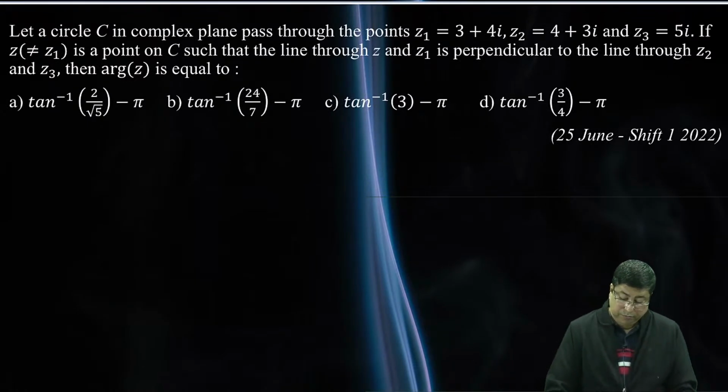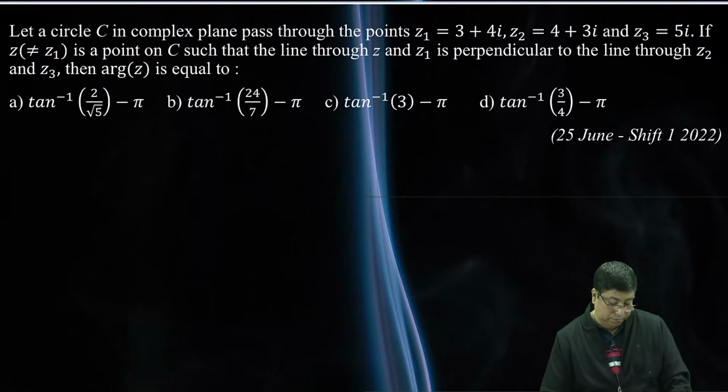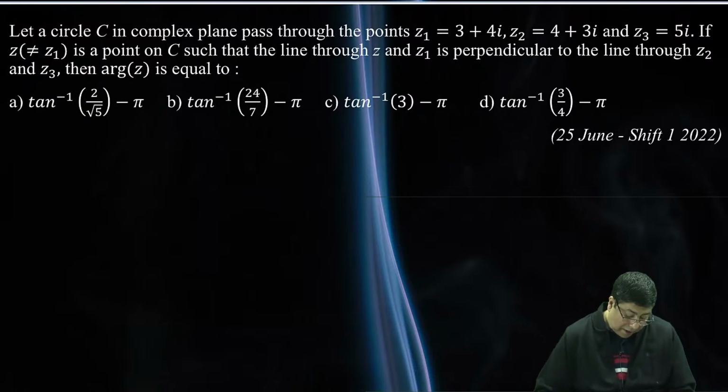(2022) June. Let circle C pass through the points Z1 equal to 3 plus 4i, Z2 equal to 4 plus 3i, Z3 equal to 5 plus i. If Z is a point on the circle C such that the line through Z and Z1 is perpendicular to the line through Z2 and Z3, find the argument of Z.